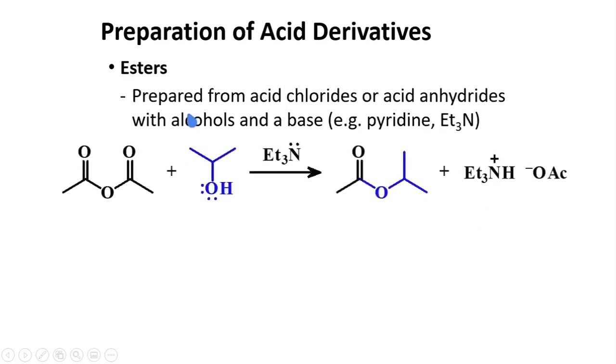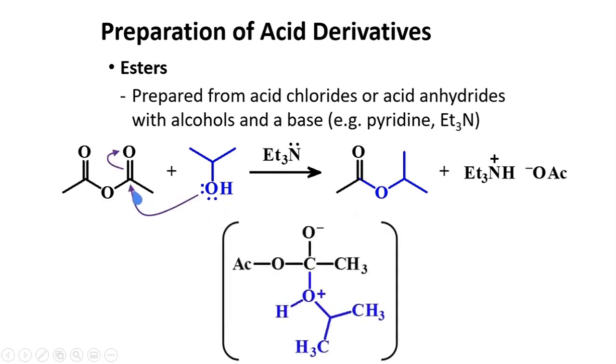On to esters. They can be prepared from acid chlorides or acid anhydrides with alcohols and a base, for example, pyridine or triethylamine. This is your acid anhydride, this is our nucleophile, and this is our base. The nucleophile will attack the carbonyl carbon. You will form your tetrahedral intermediate. Again, the base, triethylamine, will take this proton. The positive charge will disappear. The double bond will be reformed, and the acetate group will be cleaved. Thus, it will partner up with the cation formed from triethylamine, giving us our ester.